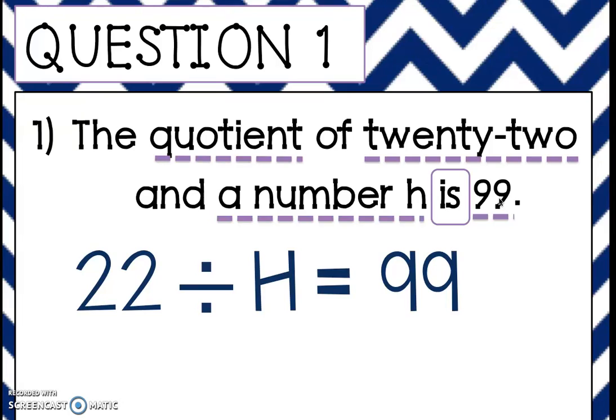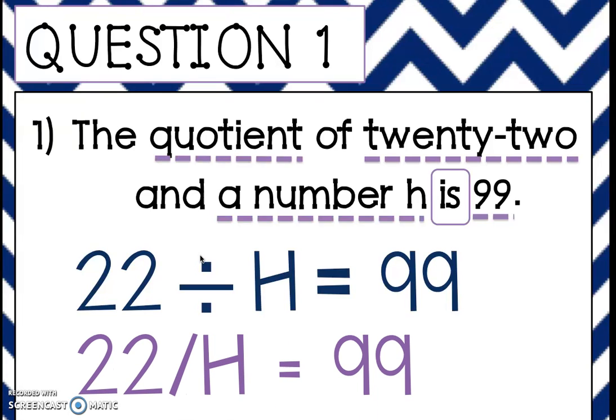Now, as we've been learning about equations and expressions, we know that sometimes we don't always use the actual division symbol. We use our fraction bar. So this can be rewritten as 22 over h or 22 slash h equals 99, and that means the exact same thing. All right, so let's move on to question 2. It's a little bit more real world, less mathematical.